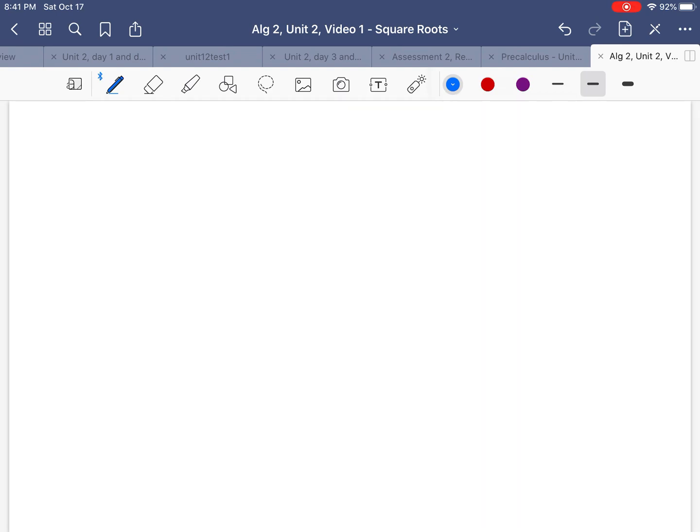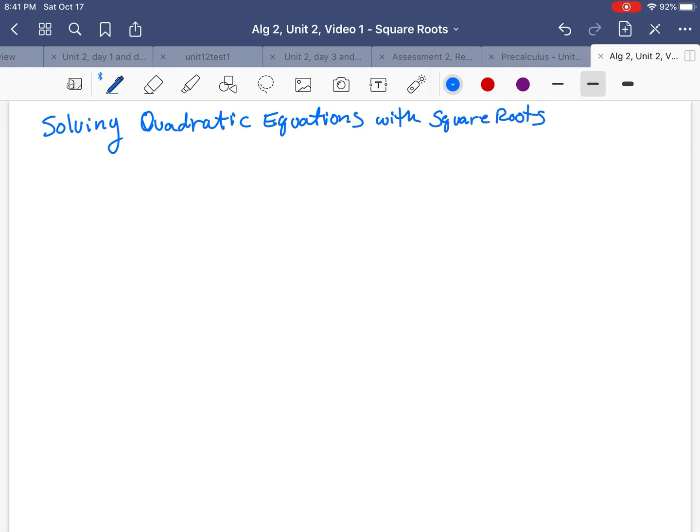So today we're going to be solving quadratic equations with square roots. So kind of a long title, but you remember how we solved quadratic equations by factoring. That's how we did that first, and then there's a couple more ways to do it that we're going to learn in class as well.